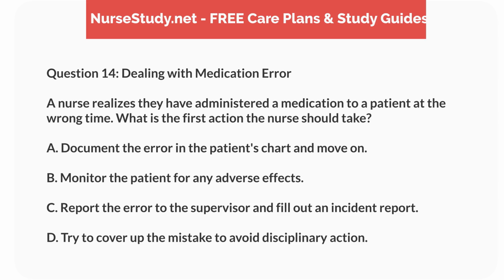Question 14, dealing with medication error. A nurse realizes they have administered a medication to a patient at the wrong time. What is the first action the nurse should take? A. Document the error in the patient's chart and move on. B. Monitor the patient for any adverse effects. C. Report the error to the supervisor and fill out an incident report. D. Try to cover up the mistake to avoid disciplinary action.